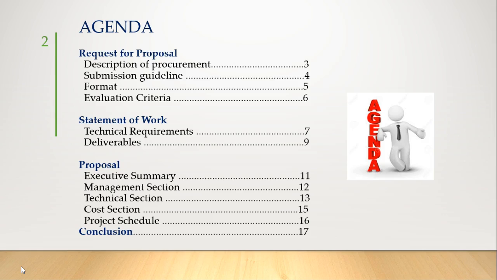A proposal is presented with the following sections: an executive summary, a management section, a technical section, a cost section, and a project schedule. Finally, there's a conclusion that recaps the entire presentation.